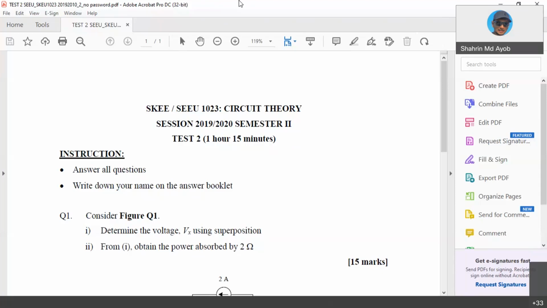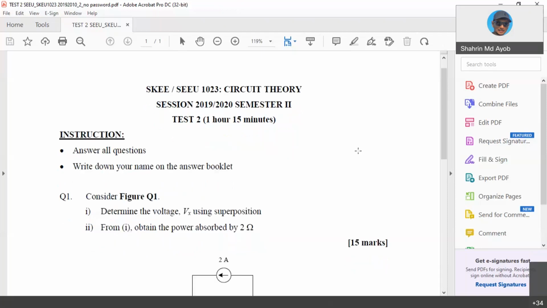If not mistaken, because I have discussed with the coordinator, Dr. Madiha, your second test will be on 19th of January. Okay, 19th of January. So this is the sample for the previous test.